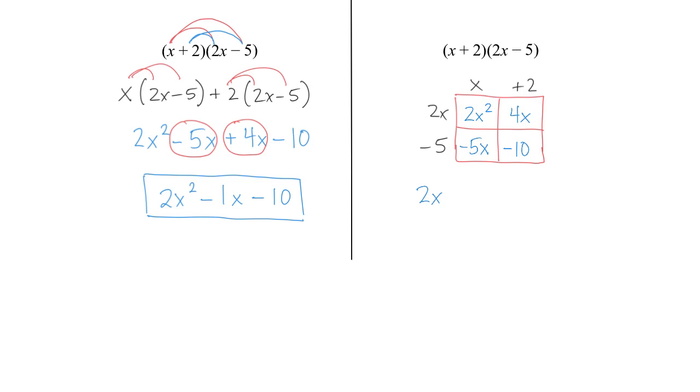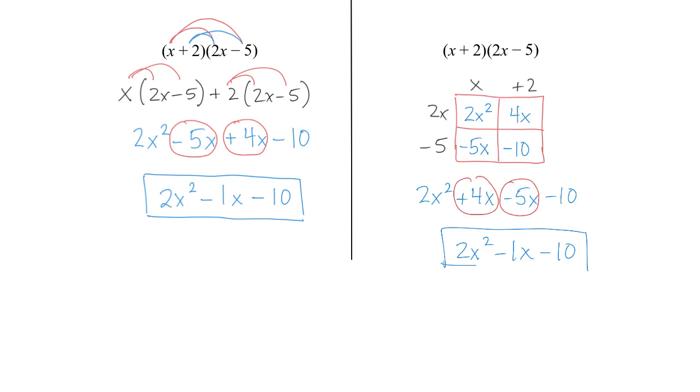Pull everything out of the box and combine like terms. Final answer, 2x squared minus 1x minus 10. Exactly the same thing we got on the left-hand side.